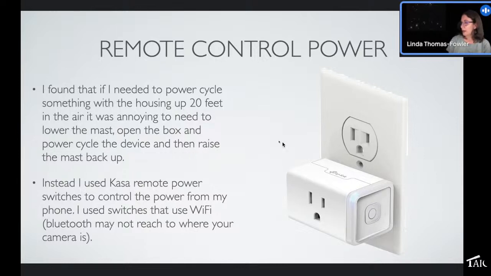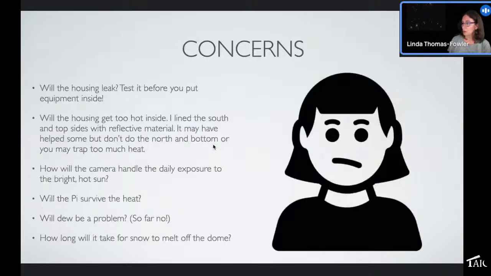So I ended up adding these KASA remote power switches that are Wi-Fi controllable. And I put 3 of them in there, one for the Pi, one for the Sky Quality meter, and one for the travel router. And now I can actually independently turn on and off all of those things, which makes it really convenient. And I didn't take a picture when I did that, unfortunately. It's now even more crowded in that box, but it works out pretty well.